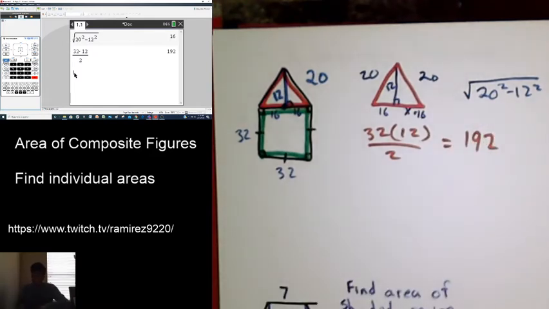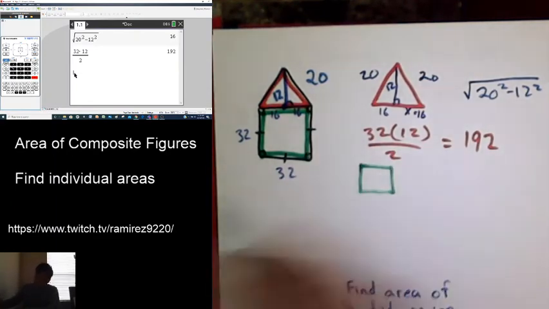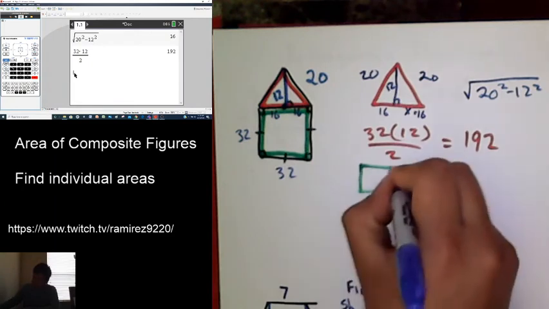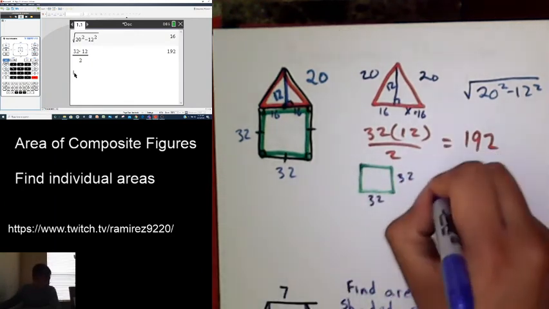To find the area of the green figure, well, I now know that every single side is 32. This is just a square, so it's just going to be 32 times 32.